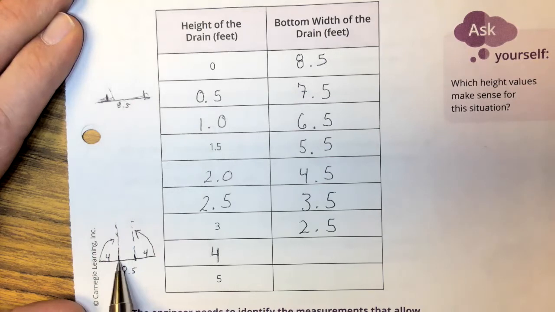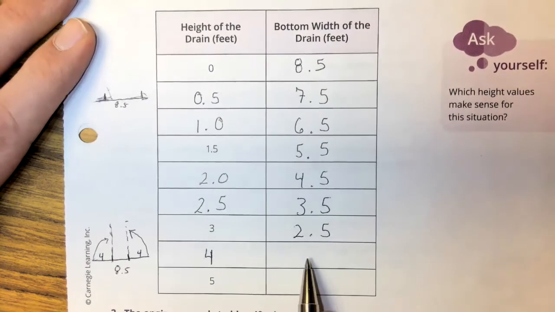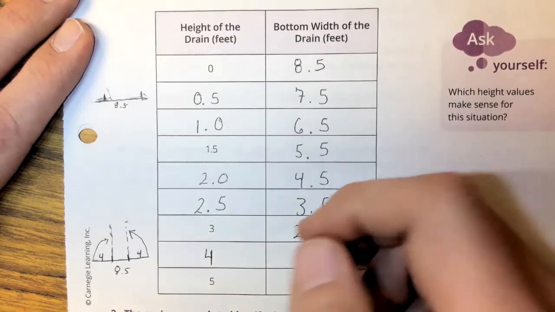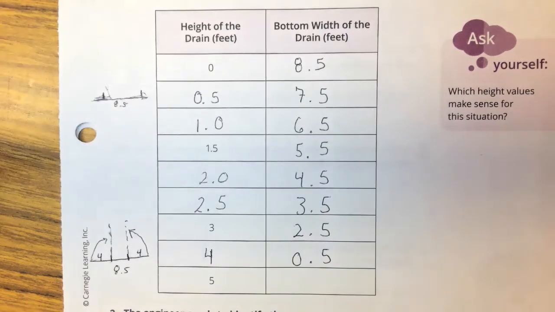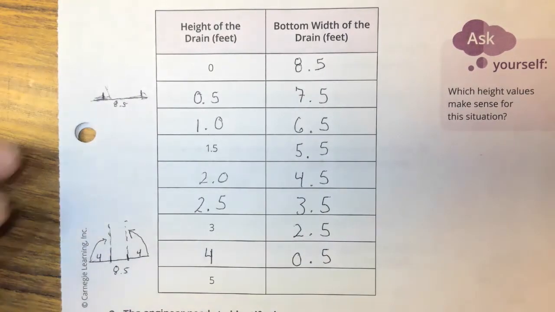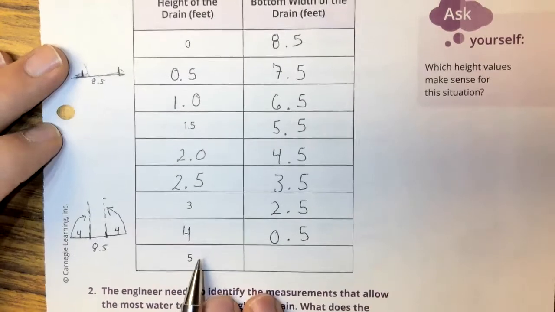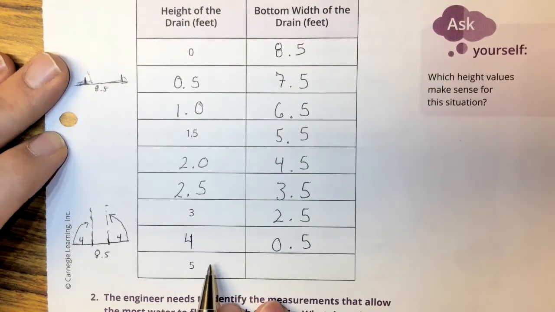What does that leave down here though? Since I've taken away 4 and then another 4 for 8 altogether, the bottom width is going to be 0.5. All right, not a lot left there. All right, and then this one is kind of just hypothetical. This situation is not actually going to make sense.